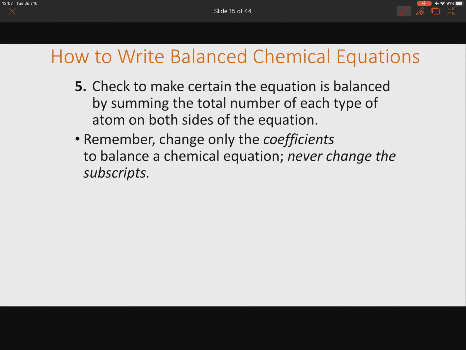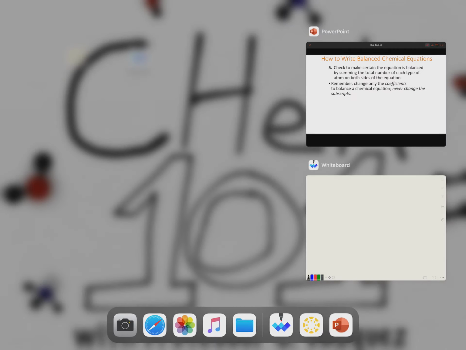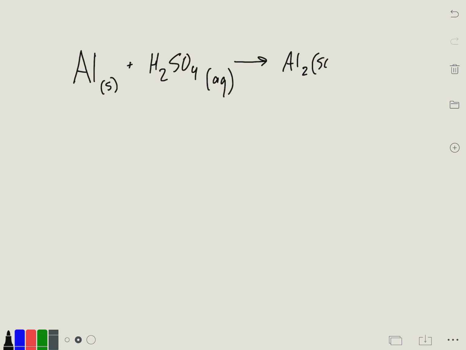Let's try to balance this equation here. So let me give you solid aluminum, sulfuric acid. We'll go aluminum sulfate. And hydrogen gas. So we want to balance these.